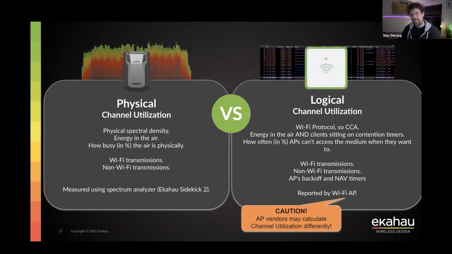Now, moving to the right-hand side, we also have a channel utilization reported by the access point, but now this is from the logical perspective. Again, the spectrum analyzer on the left is physical. I see the energy or not. On the right-hand side it is logical. And it's vastly different because Wi-Fi works like this. Only one device in Wi-Fi will attempt to transmit at the same time, okay?